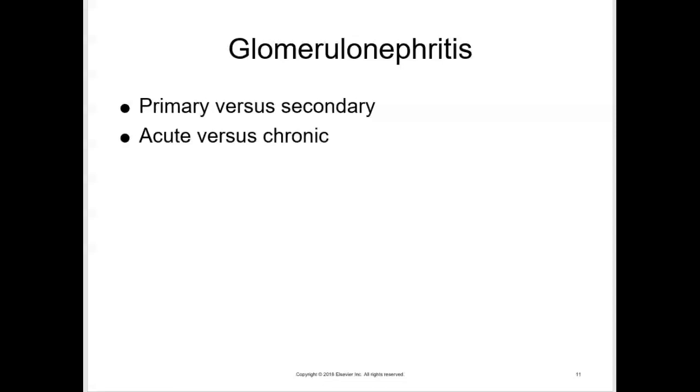This recording will go over acute and chronic glomerulonephritis. Glomerulonephritis results from injury and inflammation in the glomerulus, the part of the kidney that filters blood. Inflamed glomeruli allow the passage of protein and blood into the urine.